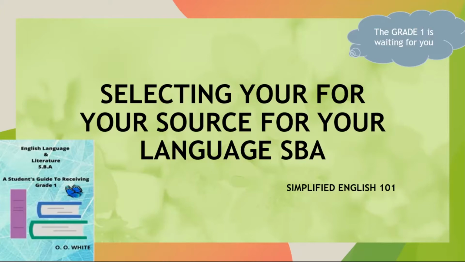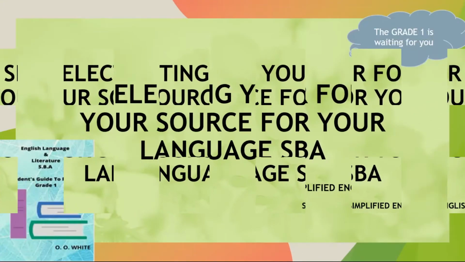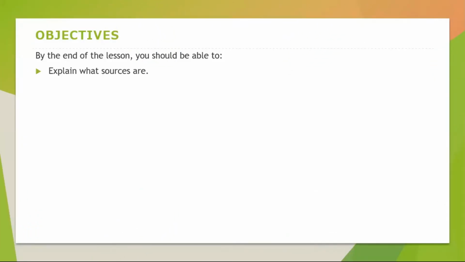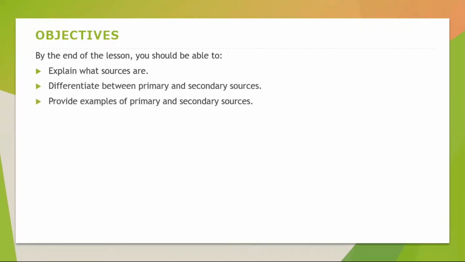Let us move on into selecting our source. Of course, there are objectives that are expected to guide you throughout the lesson. One, we will be discussing what are sources. We are going to be looking at the differences between primary and secondary sources. We're also going to be giving examples of these primary and secondary sources, as well as selecting the appropriate sources for your research. Let us continue.